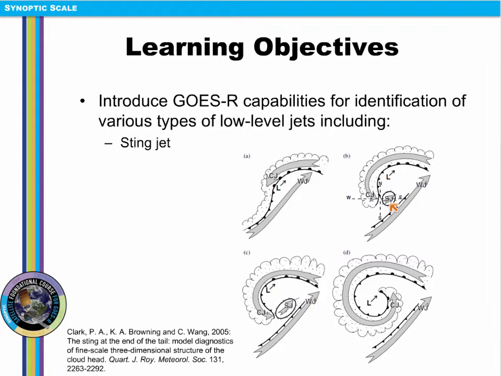It's depicted down here at a later time, and notice as we get to the last time in this conceptual model that the sting jet doesn't last long as the cold conveyor belt catches up with the sting jet. Strong winds may still occur, but the highest wind speeds associated with the sting jet are over.